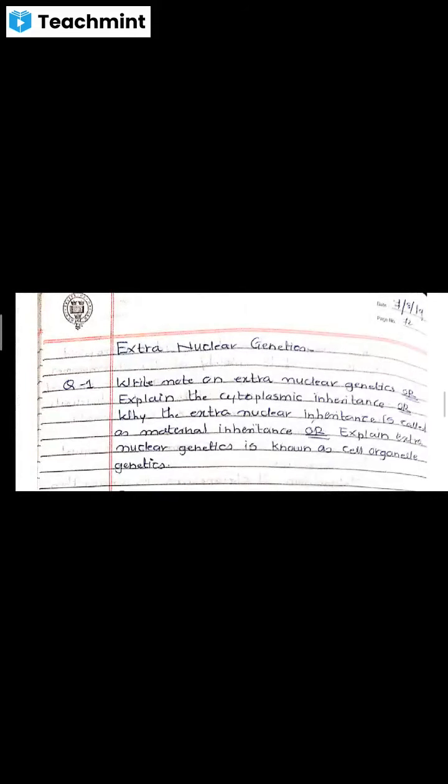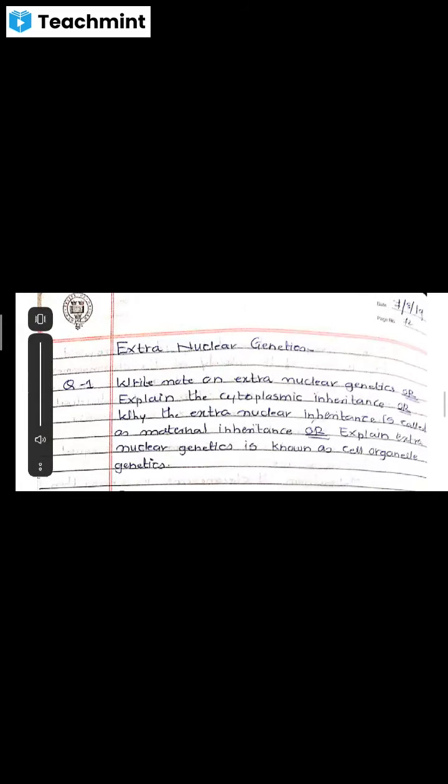Well, today we discuss the next important part in this unit 2, cytogenetics, that is extranuclear genetics. In the previous sessions, we have discussed chromosomal aberrations and sex determination. This is the third part in this unit, that is extranuclear genetics. The question may be asked like: write a note on extranuclear genetics, or explain cytoplasmic inheritance. Why is extranuclear inheritance called maternal inheritance? Or explain that extranuclear genetics is known as cell organelle genetics.